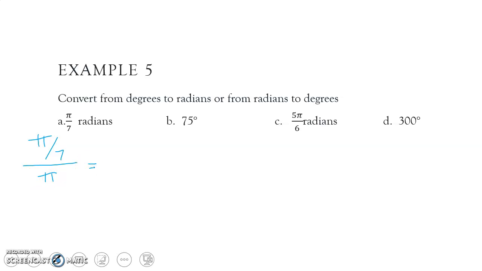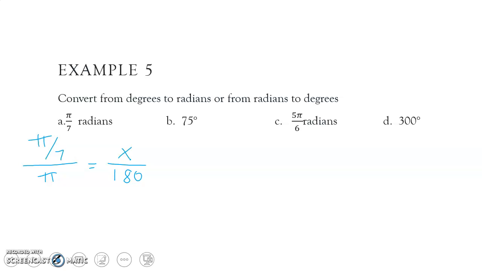Pi would be halfway around the unit circle, and in degrees, that would be 180 degrees. I would like to know how many degrees it is... I'm sorry, not halfway around the unit circle, pi over 7 of the way around the unit circle. So pi over 7 over pi would be how much it is in radians, and then the other side of the fraction is how much in degrees.